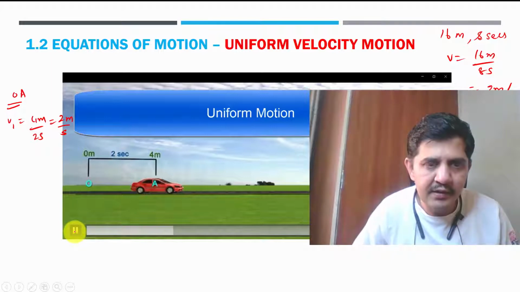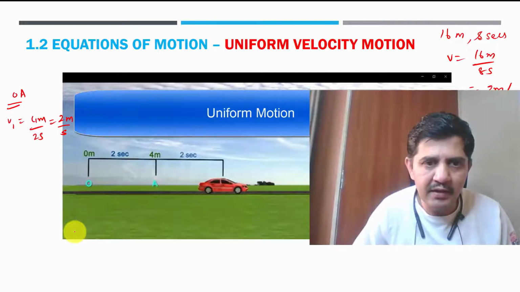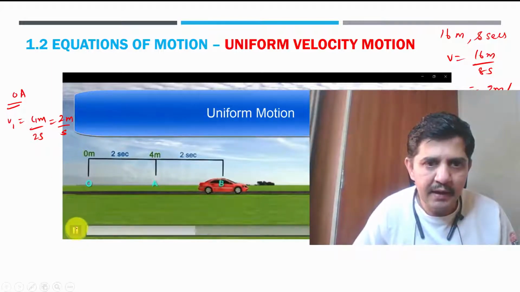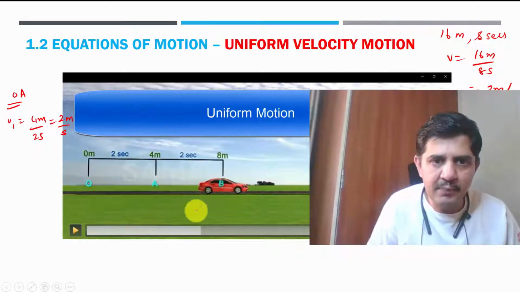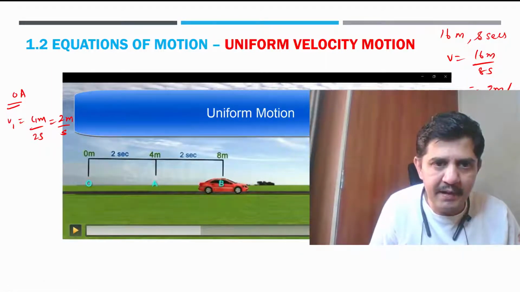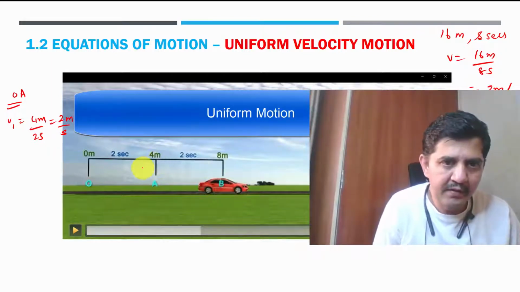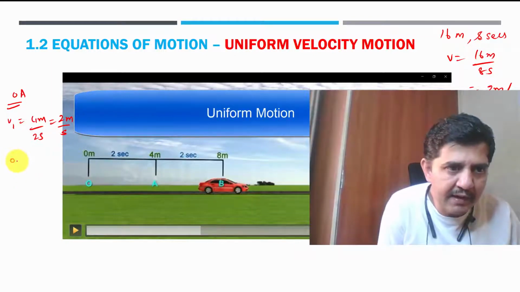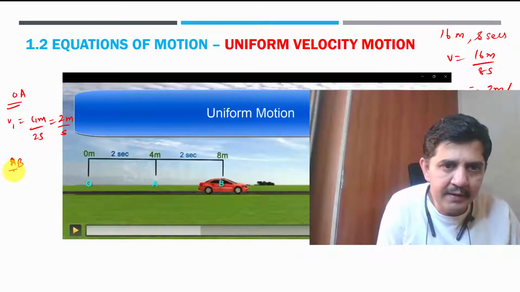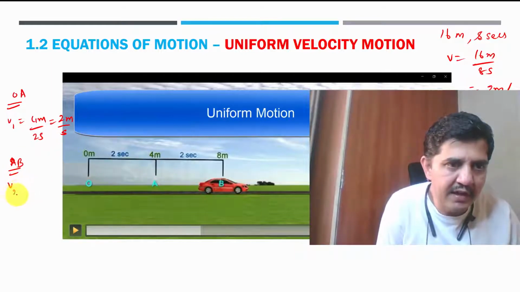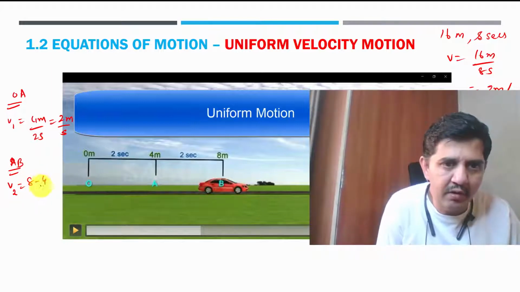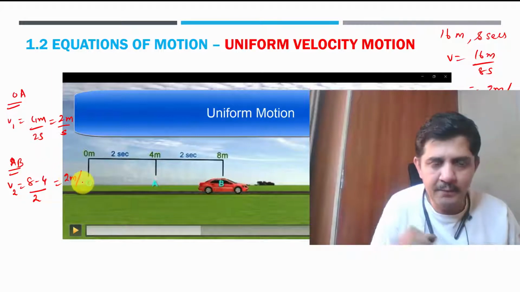We click on this. The car again starts to travel, reaches the point B, and you see it has just reached the point B at a distance of 8 meters over here, and this is at 4 meters here. So the displacement here is 8 minus 4, which is 4 meters once again. Let me write down AB here. So the velocity V2 should be 8 minus 4 divided by the time taken, 2, which should be 2 meters per second once again.